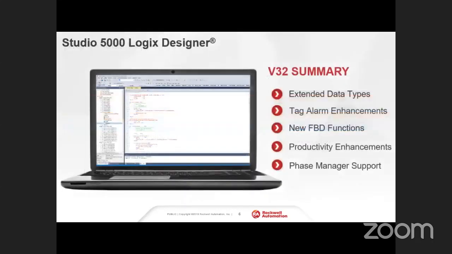So if we do go into version 32, now I'm talking specifically about Logix Designer, there's really five major things we saw come out of this, and this could be a whole deck on itself, but just as a quick summary: the introduction of extended data types and the 64-bit math that comes with it. Tag-based alarming that came out really in 31, but with enhancements and expansion of that. New function block diagram functions, which have a lot of usability and simplification in both troubleshooting and using. And then there's a whole slew of productivity enhancements that I'll walk through a couple of the major ones, but certainly there's more that I can't include in just this deck. And then I'll touch on phase manager support as well, something that certainly process markets have been asking for.